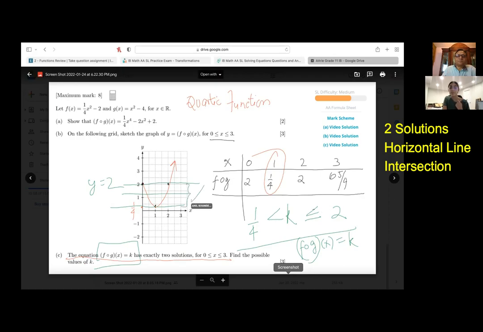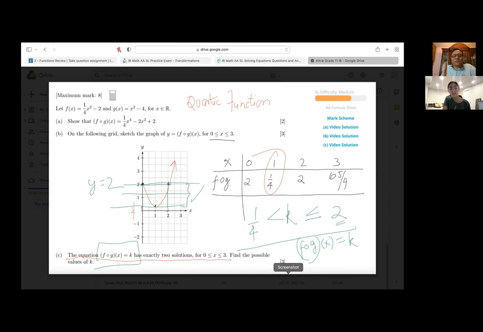My only question is, why is this less than or equal to 2, and why is this just greater than 1/4? At 2, we still have two solutions. Do you see that? One solution is 0, the other one is 2. Therefore, you can include 2. But at 1/4, we have only one solution. We are looking for exactly two solutions. That is why. I understand.